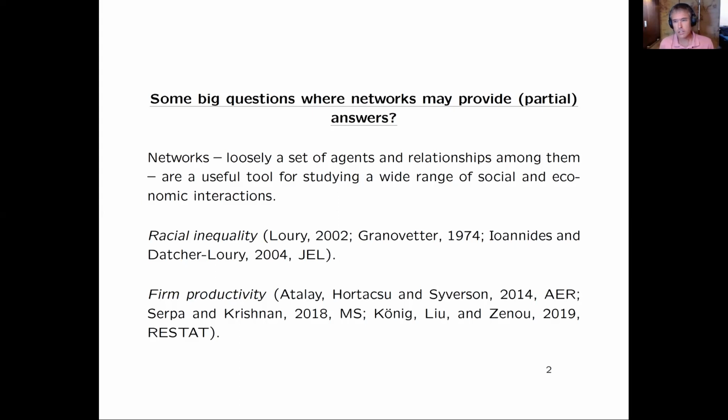Firm productivity. It's a stylized fact that firms vary tremendously in their productivity, even within very narrow economic sectors. And of course, firms are themselves embedded in networks of supply chain relationships, R&D collaborations, and so on. And I think there's some really interesting work to be done in that space that, again, involves networks.